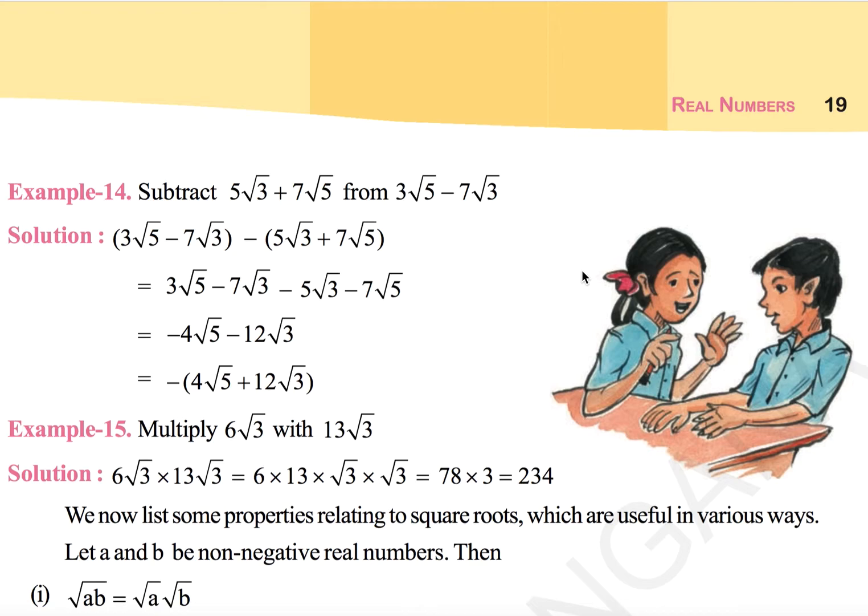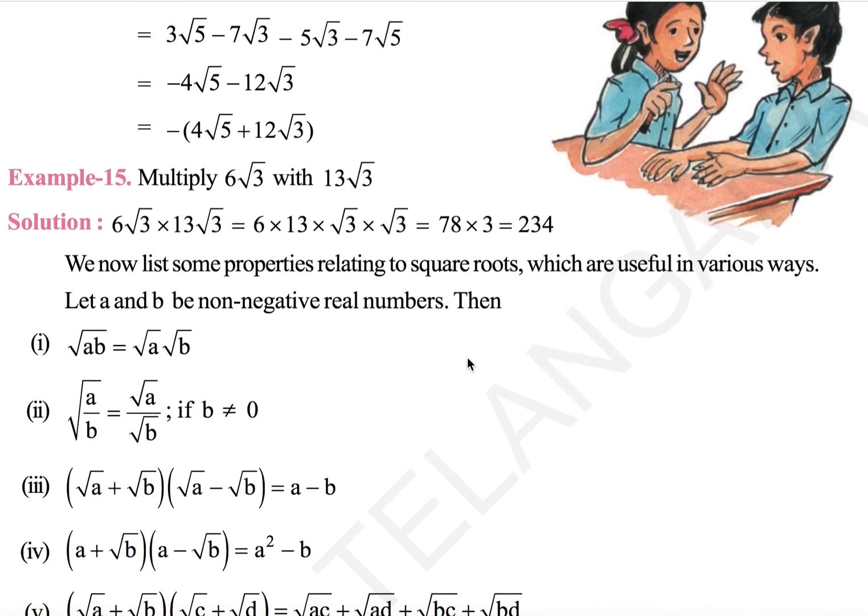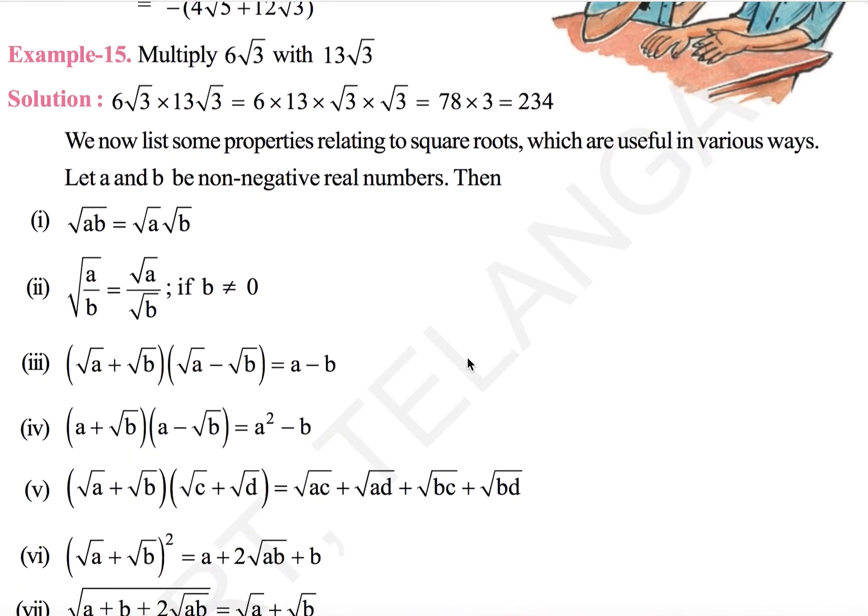Subtract 5 root 3 plus 7 root 5 from 3 root 5 minus 7 root 3, that you can easily do. Multiply 6 root 3 into 13 root 3, what you will get is 3 into 13 into 6 into 3. Okay, that is what you will get.